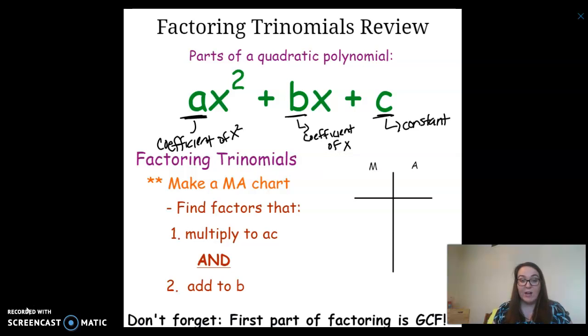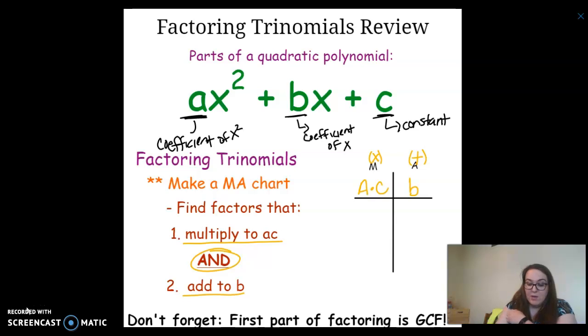Anytime I mention A, B, and C, remember that's what I'm referring to. Then remember, to factor a trinomial, you want to make your Ma chart, where A times C is what goes here, even if the value of A is 1. That's on your multiplication side. On your addition side, it is the value of B in the middle. We're finding factors that multiply to A times C and add to B.